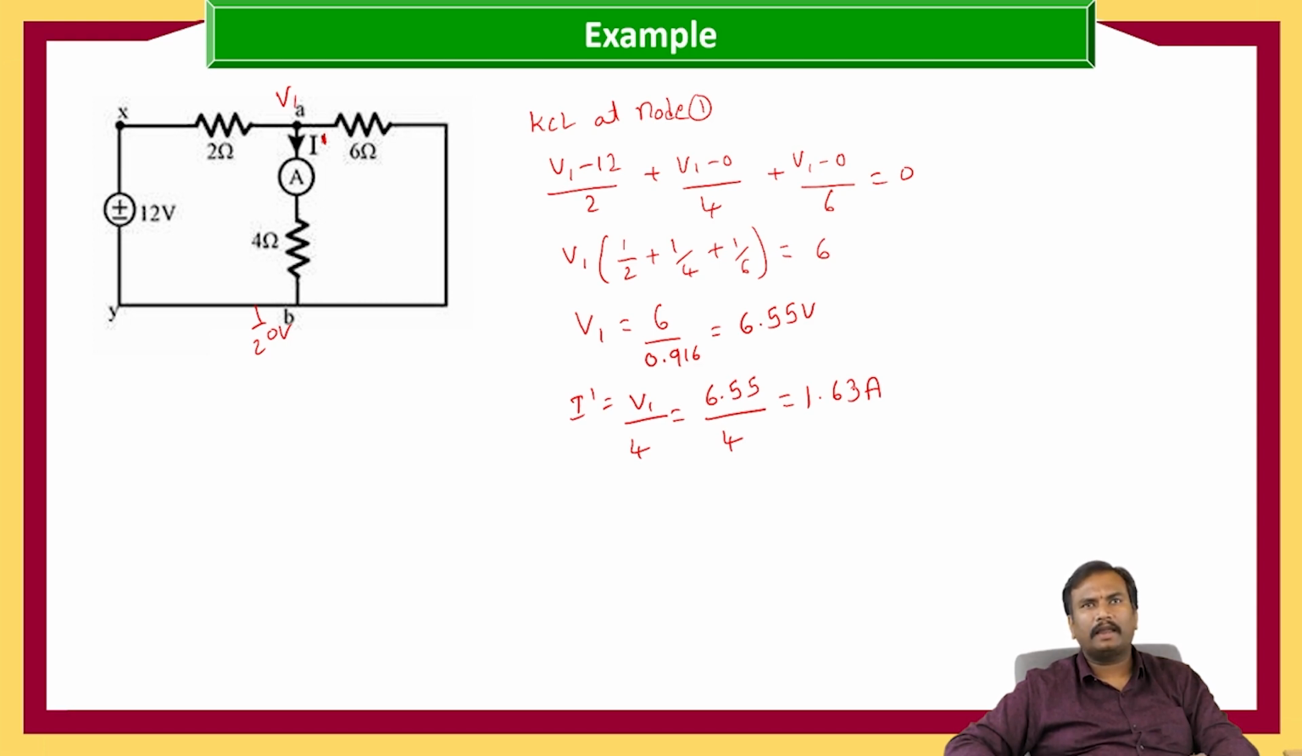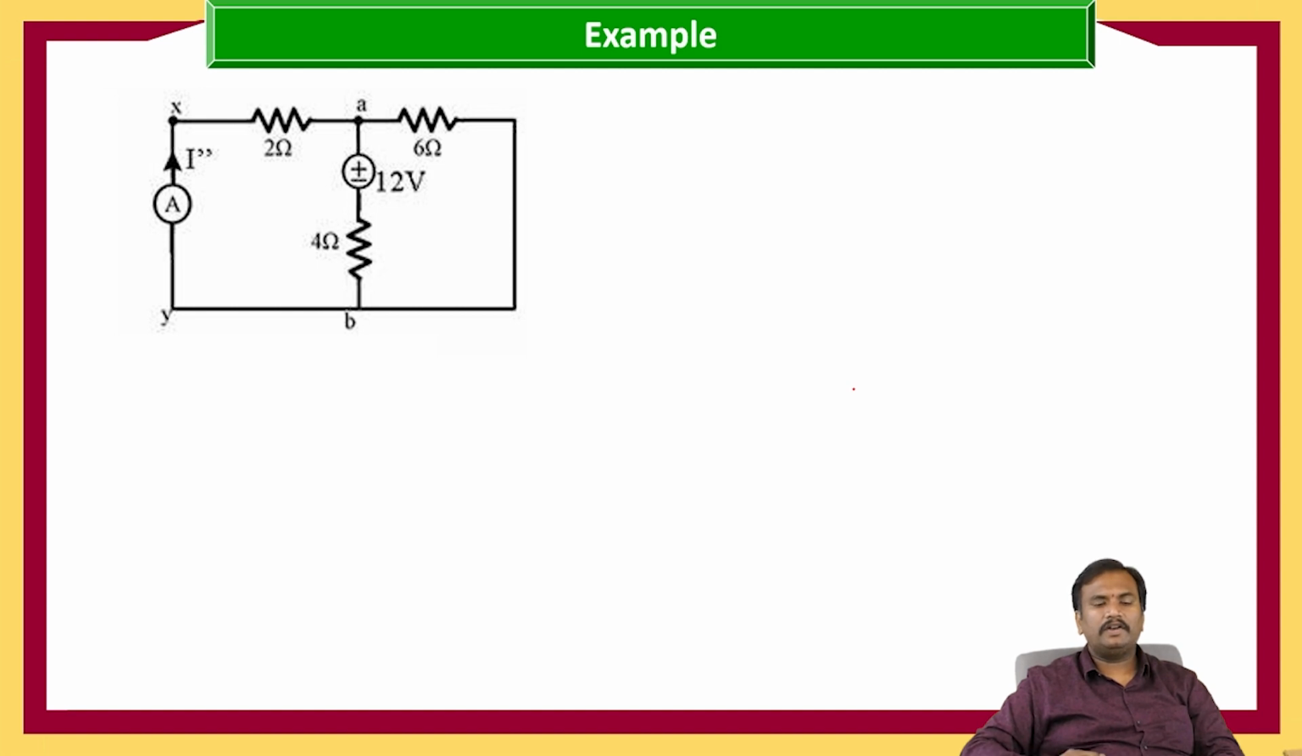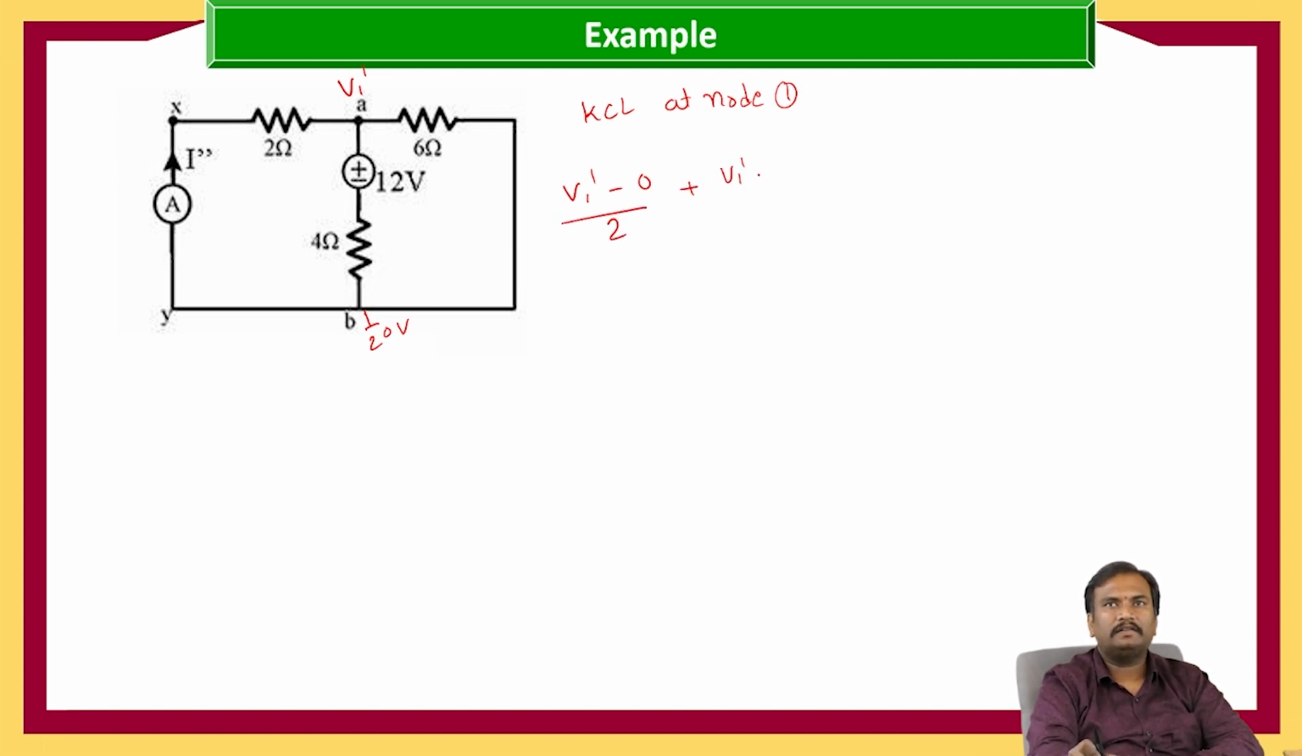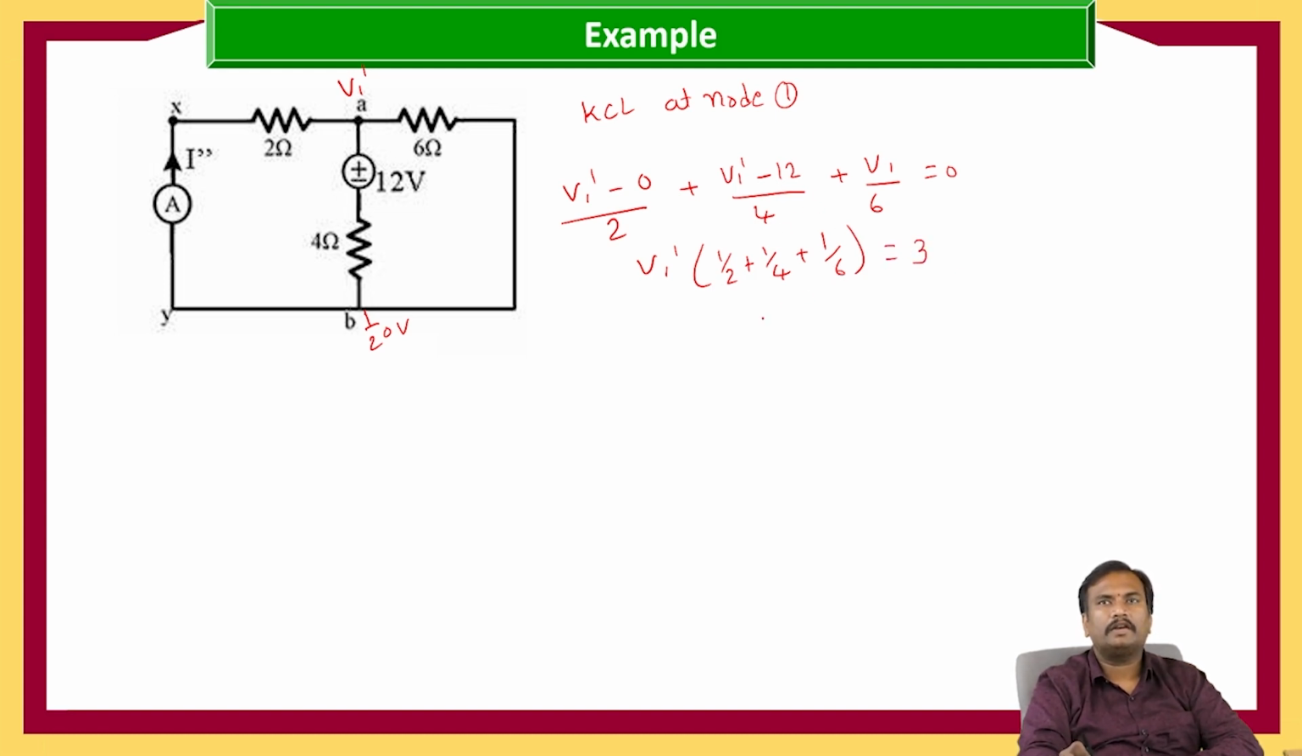Now let us go with the calculation by replacing the positions of response and excitation. Here, when we interchange the positions of response and excitation, again let us take the V1 dash, here the I double dash, and the ground voltage is 0 volts. Now the KCL at node 1, that is V1 dash minus 0 by 2 plus V1 dash minus 12 by 4 plus V1 dash by 6 is equal to 0. V1 dash, if we take common, 1 by 2 plus 1 by 4 plus 1 by 6, which is equal to 12 by 4, which we are going to get as 3.